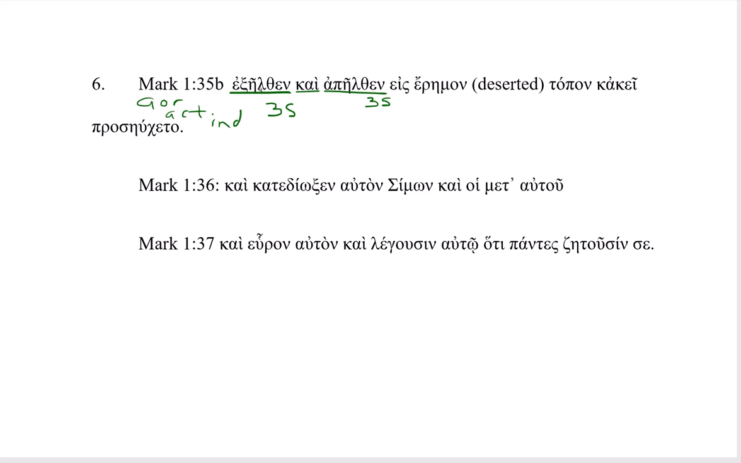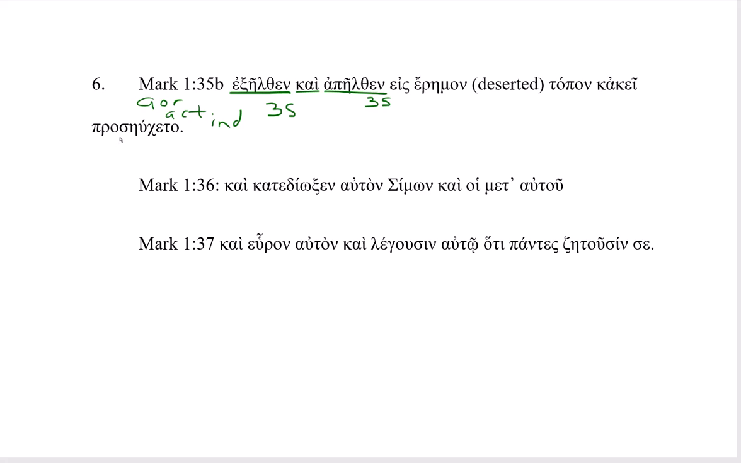So likely exelthen means he went out, probably from the house. This is referring to Jesus. And then apelthen, went away, eis erēmon topon, to a deserted place. So we've got these two nice third singular aorist verbs. He went out and he went away to a deserted place. Kakei, which is a put together kai ekei, just means and there.